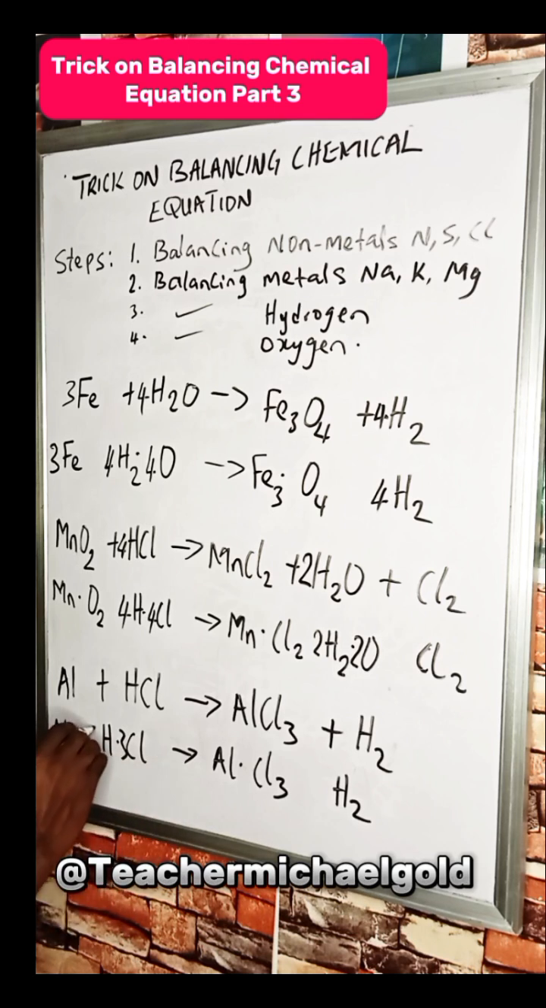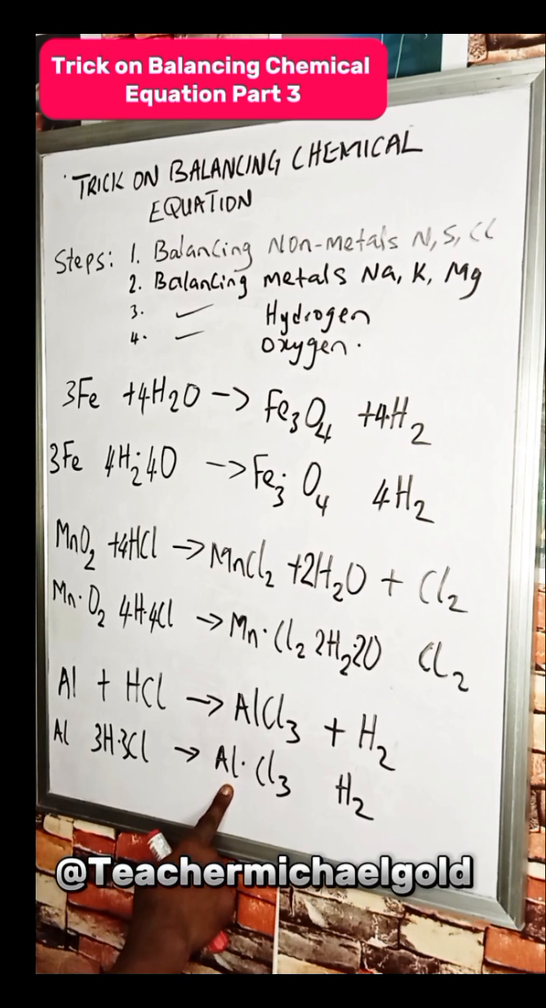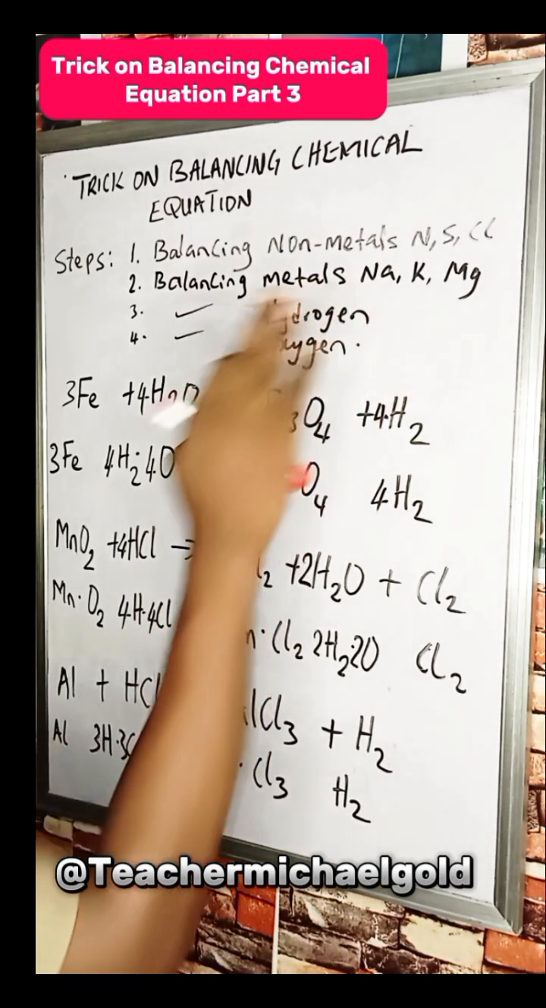So this will also affect this, so this will be 3. Good. That's 3. Then the next one is what? Metal. So the metal here is aluminum, here is 1. Aluminum here is also 1. So the metal is balanced. So you move to what? Hydrogen, which is the next thing there.